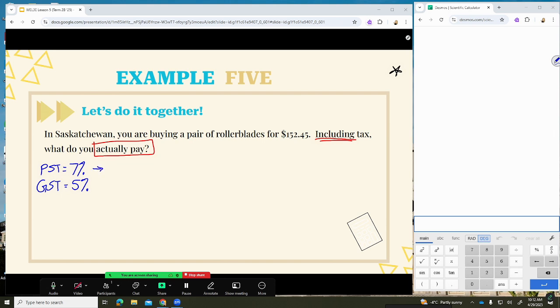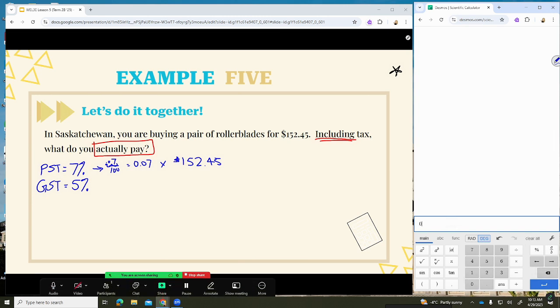First, we need to put it into a decimal. So we do 7 divided by 100. We're moving that decimal place 2 spots, giving us 0.07. Now that we have our percentage as a decimal, we can multiply it by the cost of the item. So here the cost of rollerblades, $152.45. We want to type it in how we've written it. So if you're going to do the conversion and do 0.07, type that into your calculator.